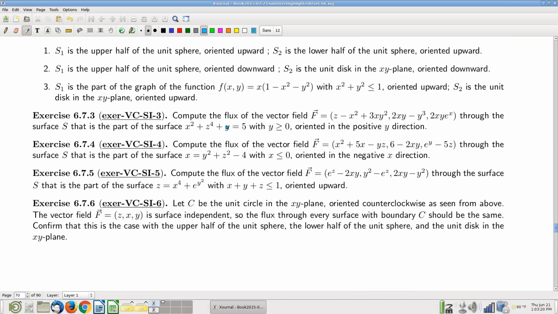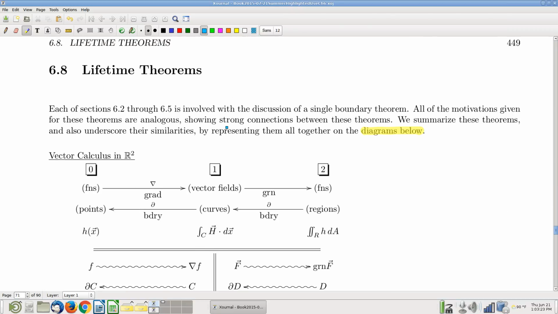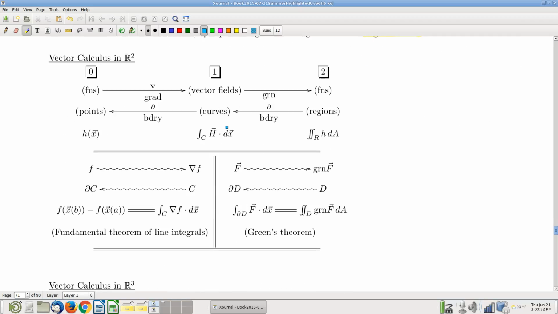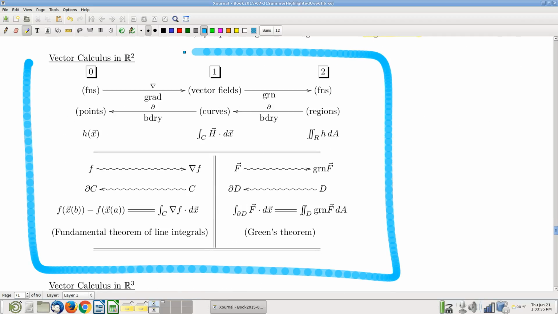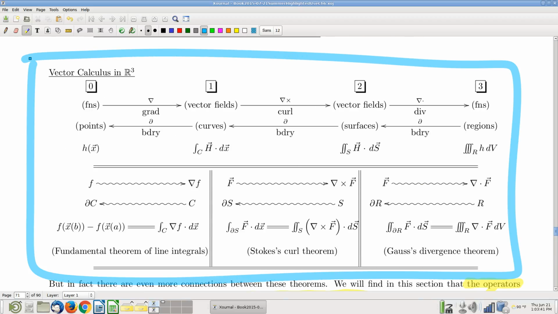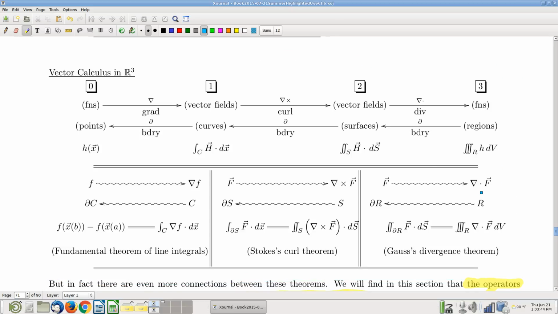Okay, moving along. This next section, lifetime theorems, there's not a whole lot of new material in this section. I really just want to organize some ideas that we already have. So I'll remind you of these diagrams. Here's our current state of our diagrams in R2, in R3. And there's certain facts that we know. For example, if you have a gradient field, if there is some function, you look at its gradient to give you a vector field, if you then compute the curl of that vector field, you will get 0. Certain facts like that.